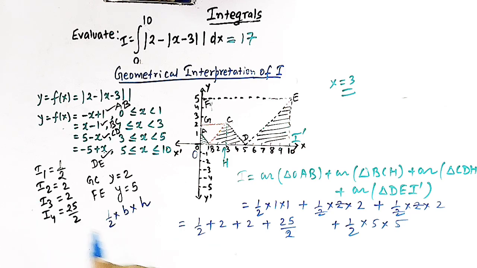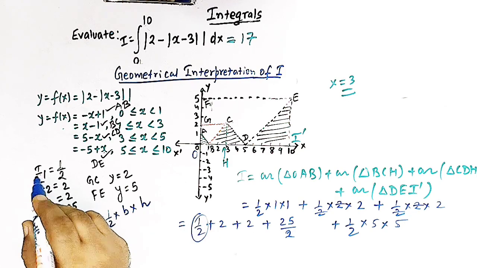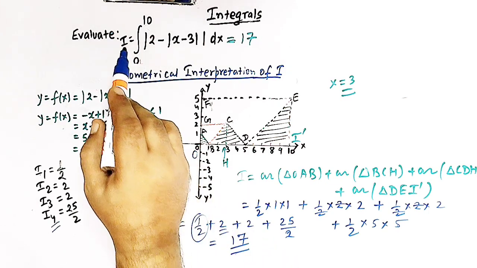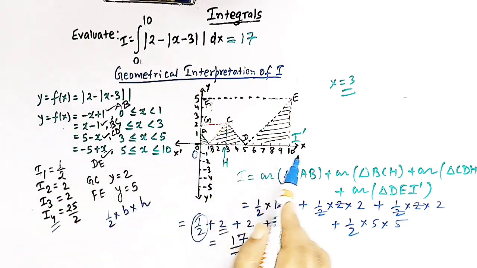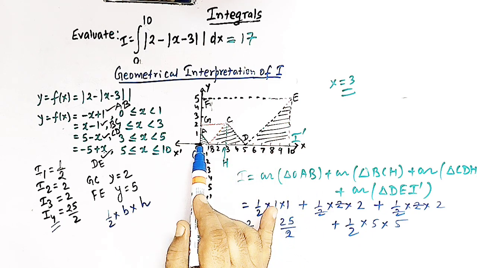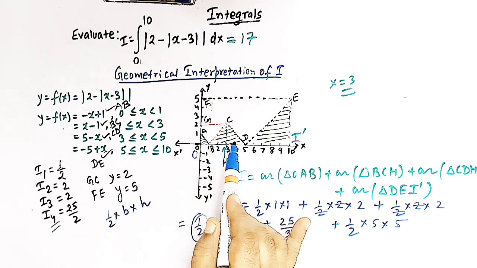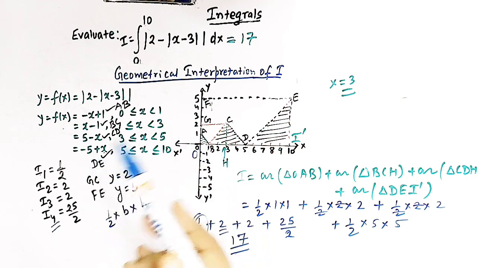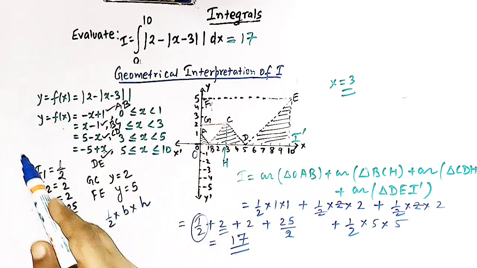And we can see that this half represents I1, this 2 represents I2, and this 2 represents I3, and 25 by 2 represents I4. So when we add all these four numbers, we'll get 17, right? So the area bounded by this function with x-axis is given by the sum of the areas of these four triangles, 1, 2, 3, and 4. So this is how we can make the geometrical interpretation of this integral I.